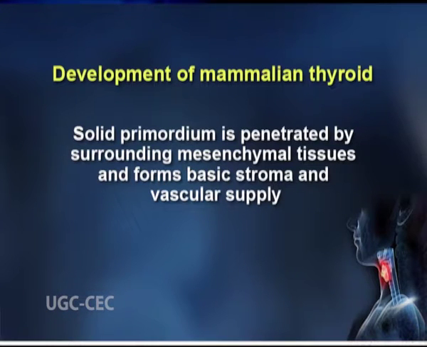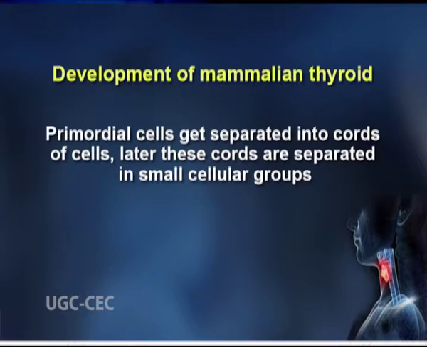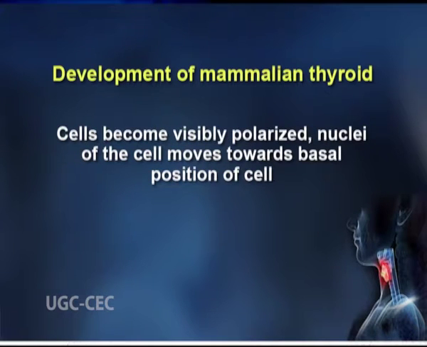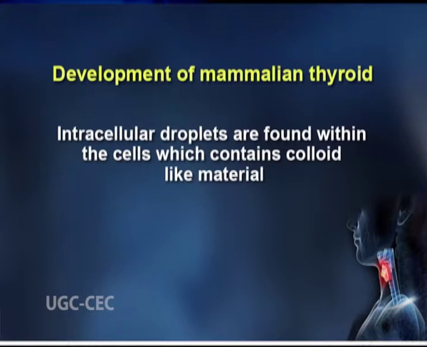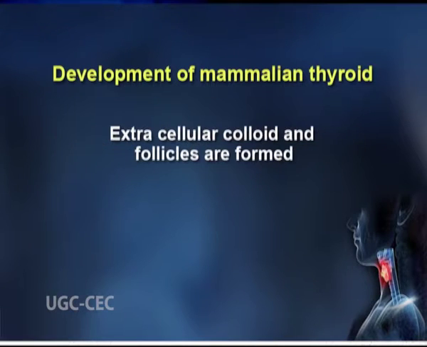Initially, the solid primordium is penetrated by surrounding mesenchymal tissues and forms basic stroma and vascular supply. These primordial cells get separated into cords of cells, and later these cords are separated into smaller cellular groups. The cells become visibly polarized and the nuclei of the cells move towards the basal position of the cell. At this stage, intracellular droplets are found within the cells, which contain colloid-like material. Finally, extracellular colloid and follicles are formed.